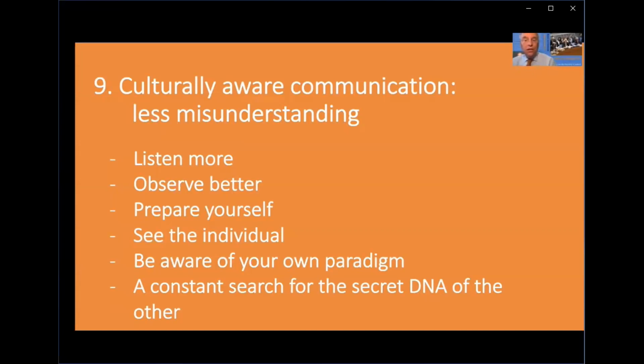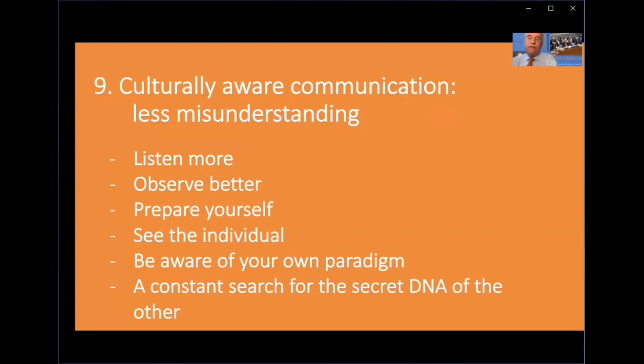And all the time, I have to see the individual. I shouldn't see someone as a Chinese or a Brit. No, there's an individual person there. And also very important for myself, I have to be aware of my own paradigm. Through what lens am I looking at the other? And finally, never give up searching.